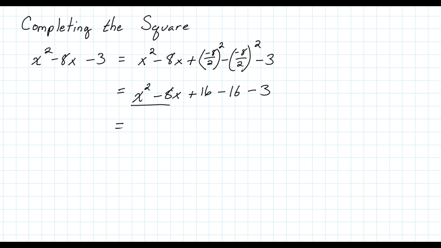And so now these first three terms are going to simplify to (x − 4)², and it's minus because the middle term is negative. And then −16 − 3, that just simplifies to −19. And that is how we complete the square.